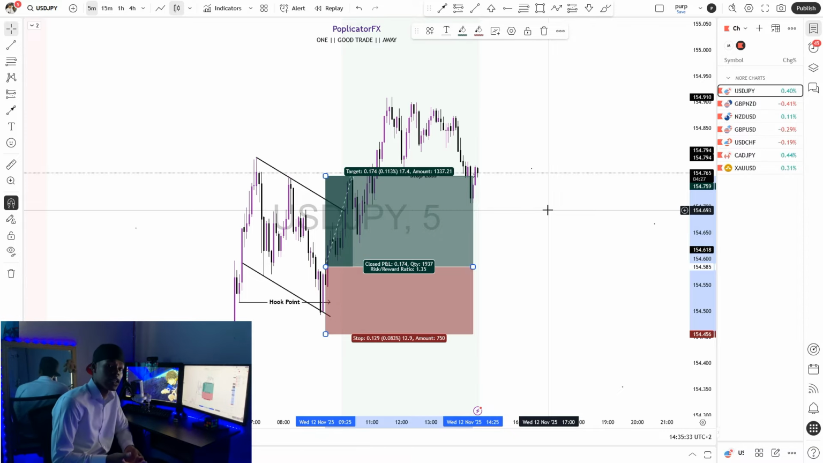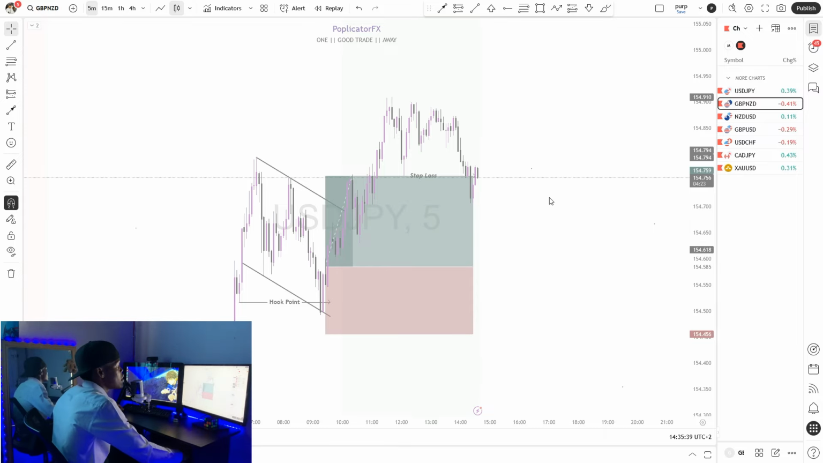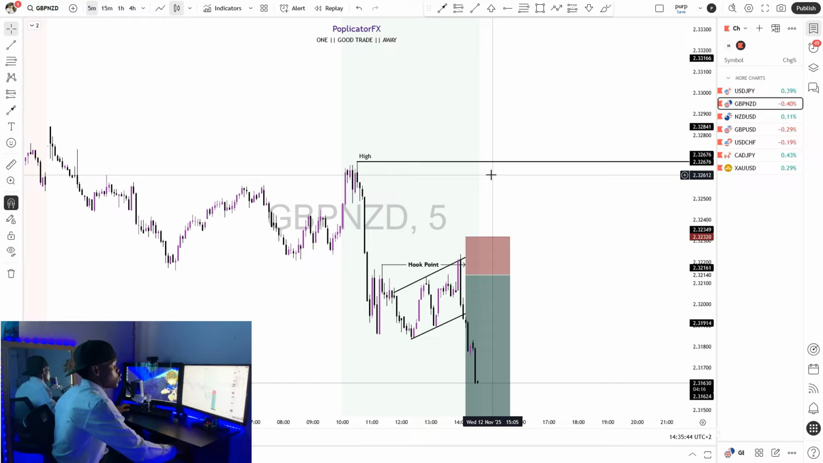Going to wait for another trade, and then oh yes, there was GBPNZD, dog. GBPNZD, dog. So let me break down this one, and then we are calling it a day. So look at what happened here.